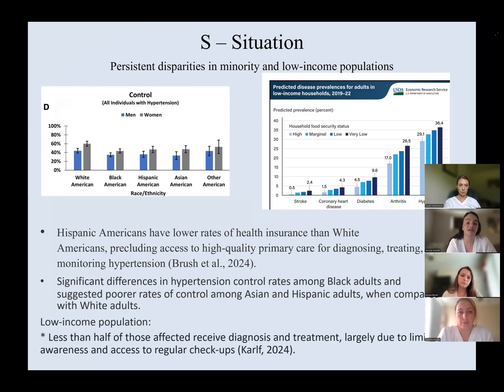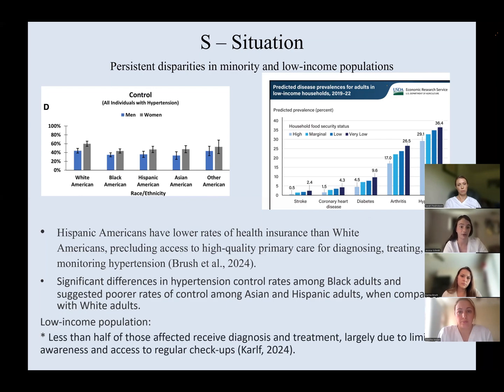There are also persistent disparities in minority and low income populations. Hispanic Americans have a lower rate of health insurance than white Americans, precluding access to high quality primary care for diagnosing, treating, and monitoring hypertension. There are significant differences in hypertension control rates among Black adults, and suggested poorer rates of control among Asian and Hispanic adults when compared with white adults. In the low income population, less than half of those affected receive diagnosis and treatment, largely due to limited awareness and access to regular checkups.